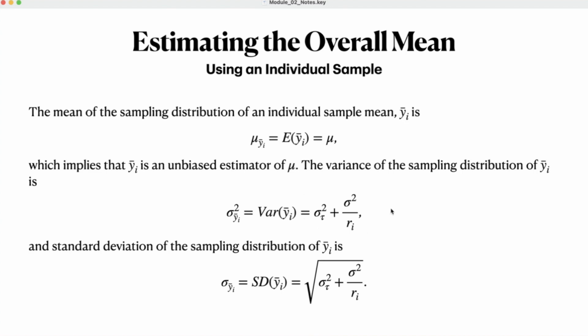Now, the variance of the sampling distribution of y bar sub I is given by this expression here: sigma squared sub tau plus sigma squared over r sub I. So the variance associated with an individual sample mean in a random effects model depends not only on sigma squared, but also on the variability associated with the random effects themselves. Once we have this expression for the variance, we can take its square root to get the standard deviation of the sampling distribution of y bar sub I, and it's just given by that expression there.